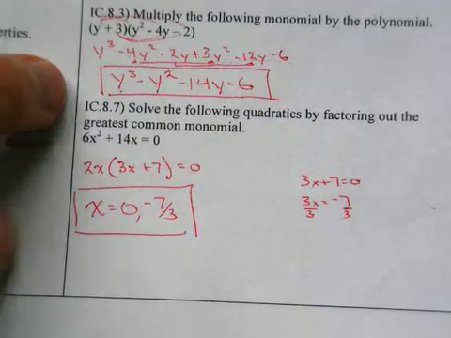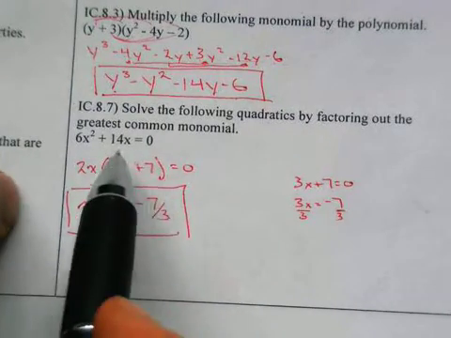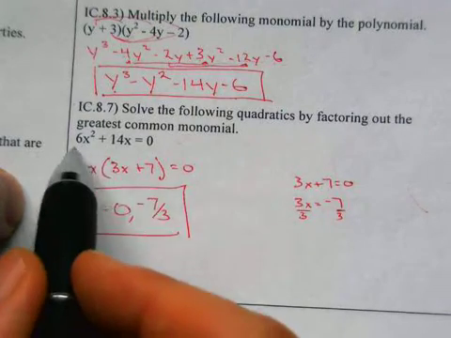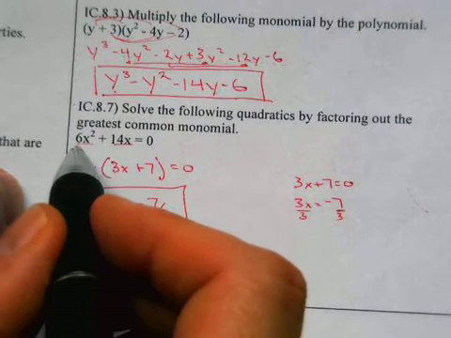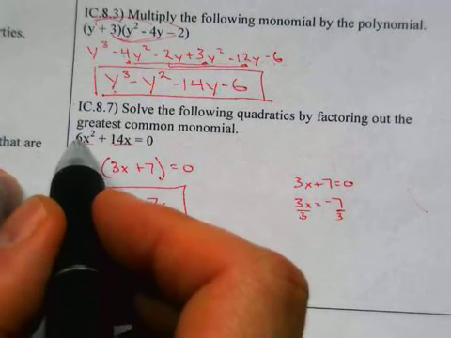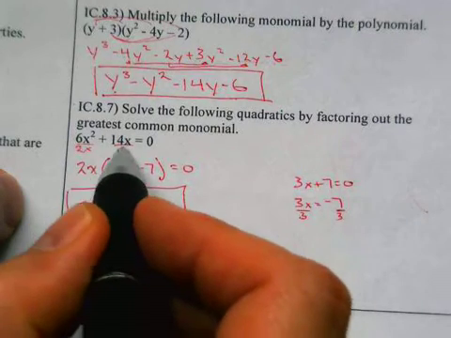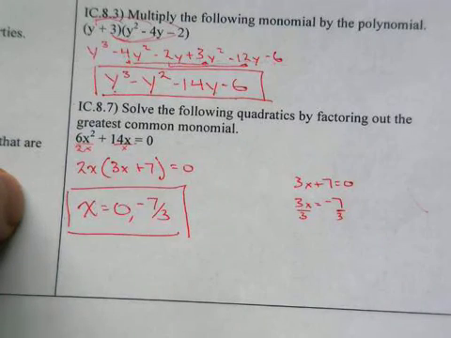All right, 8.7, the final one on the front page. We're going to solve the quadratic by factoring out the greatest common monomial. We've got the binomial here. And the biggest thing that I can divide both of these things by is, well, 2. I can divide both 6 and 14 by 2, but I can also divide them by x, because they both have one x in them. This one has x squared, but this one doesn't, so the biggest thing I can pull out is the 1x.